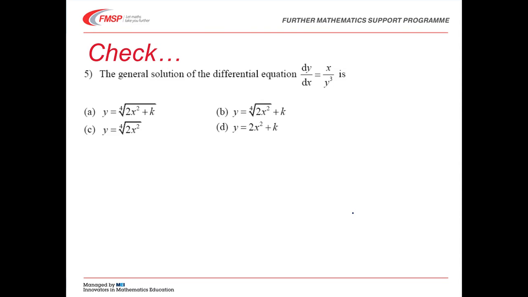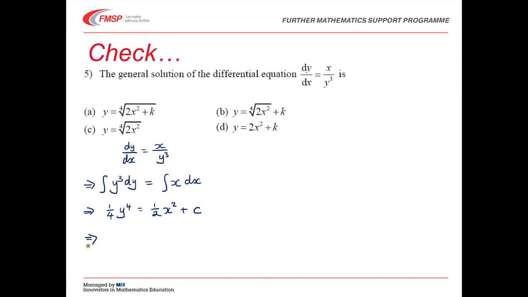OK, it's your turn. Pause the video and have a go at this one. Right, let's see how you got on. dy by dx equals x over y cubed. So separate those variables, dy on the left hand side, dx on the right hand side. So leave the x where it is, multiply both sides by y cubed. Put in your integral signs. Now carry out the integration. A quarter y to the 4 equals a half x squared plus constant.